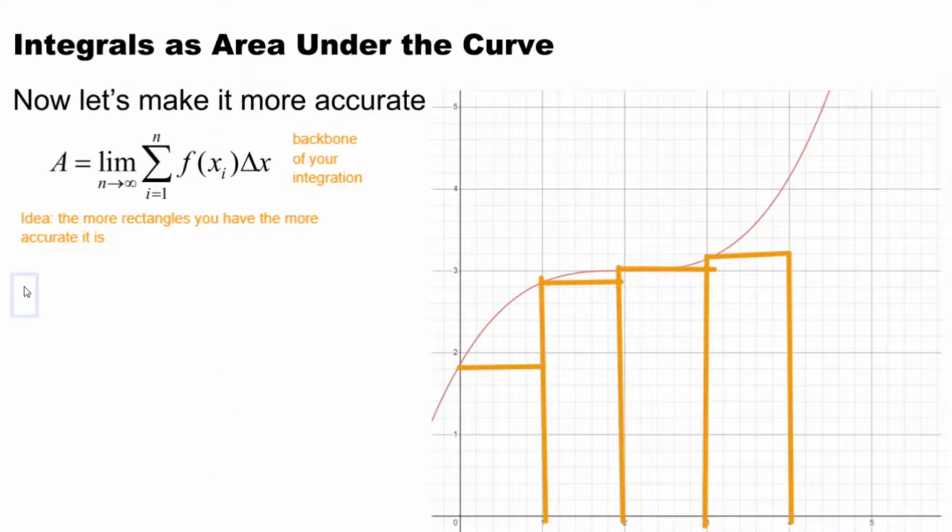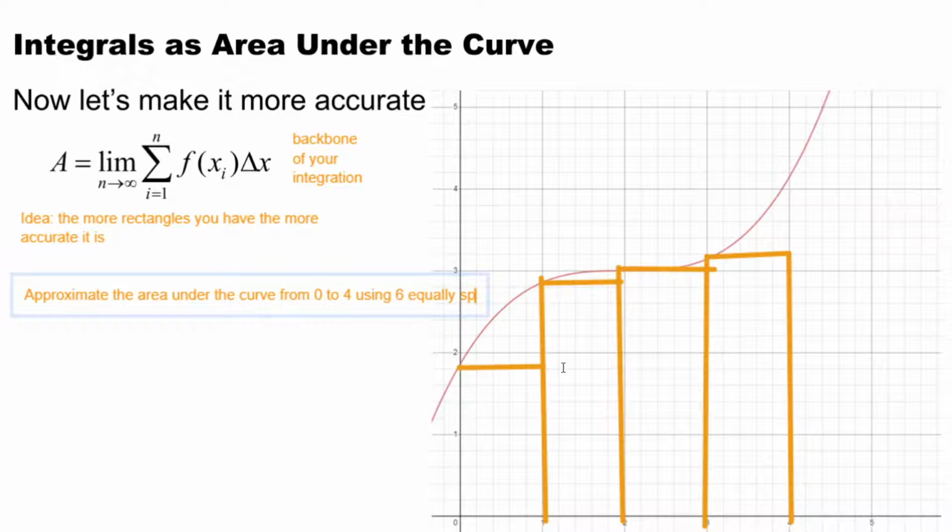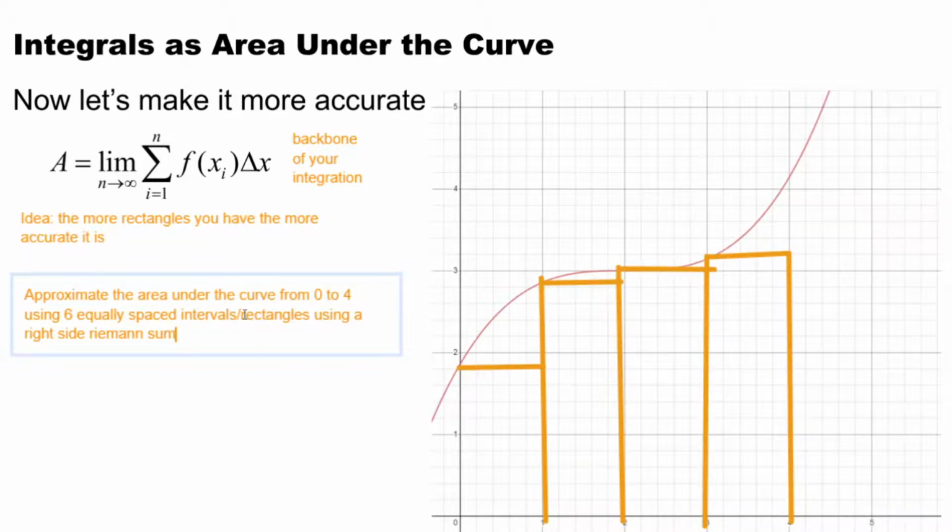Now, the way a question normally looks is something like this. Approximate the area under the curve from 0 to 4 using 6 equally spaced intervals, or equally spaced rectangles, some books say, using a right-side Riemann sum. And the reason it's called Riemann is because Riemann was the guy who thought this up.